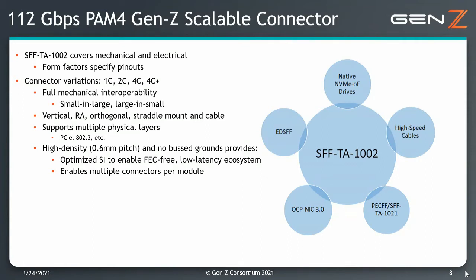One of the other key goals that GenZ created was to leverage and take advantage of legacy protocol physical layers. So PCIe and 802.3 are supported in this GenZ scalable connector, and the optimizations that GenZ offers in terms of lower latency and increased throughput are a direct result of the optimized interconnect that was defined by GenZ. One of the biggest differences GenZ adopted versus some of the other card edge connectors available on the market is going from a 1 millimeter pitch down to a 0.6 millimeter pitch interconnect. So what that allows for is optimized SI performance and also enabling an FEC-free low latency ecosystem.